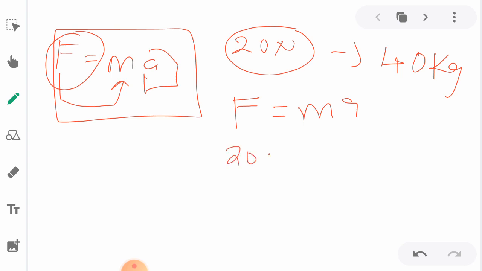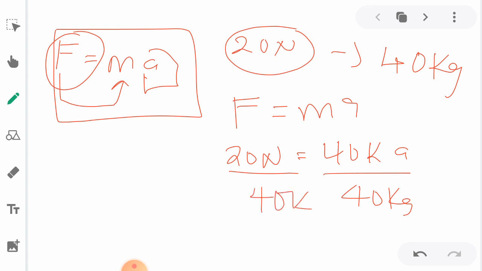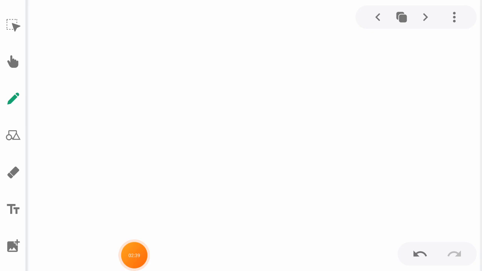So we're going to use this. Force is 20 newtons, mass is 40 kg, and acceleration. So divided by 40 kg, divided by 40 kg. So acceleration is equal to 0.5 meters per second squared. What if you are given a force of 200 newtons and acceleration of 5 meters per second? Then you've been told to find the mass.